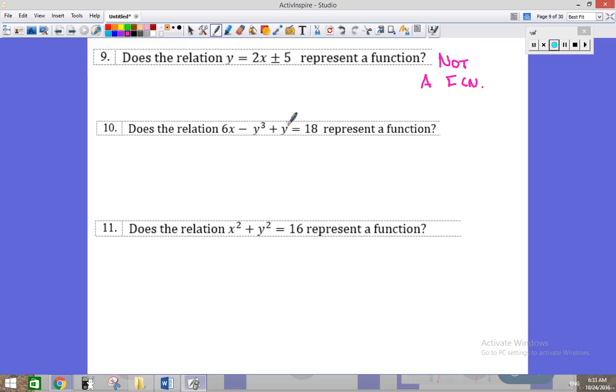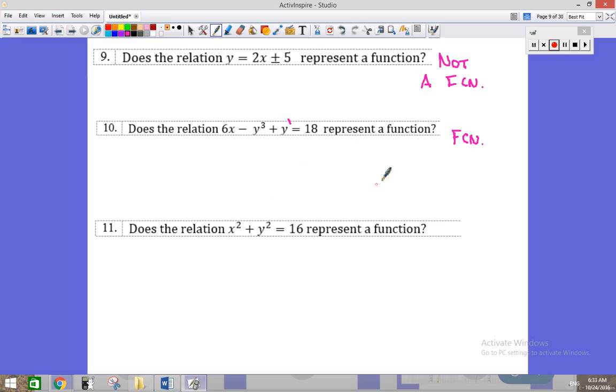Now here we have y values that have odd exponents. This one is going to be a function. From our observations in our homework, our rule of thumb says that when you have y raised to an odd exponent, you can solve explicitly for that y value.